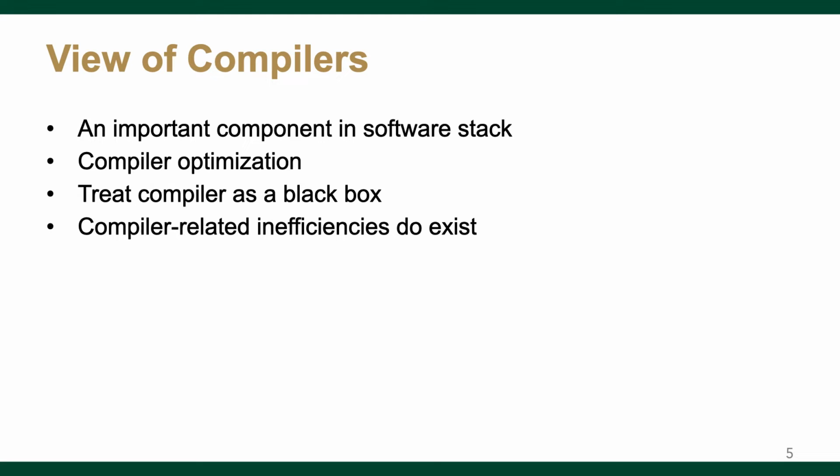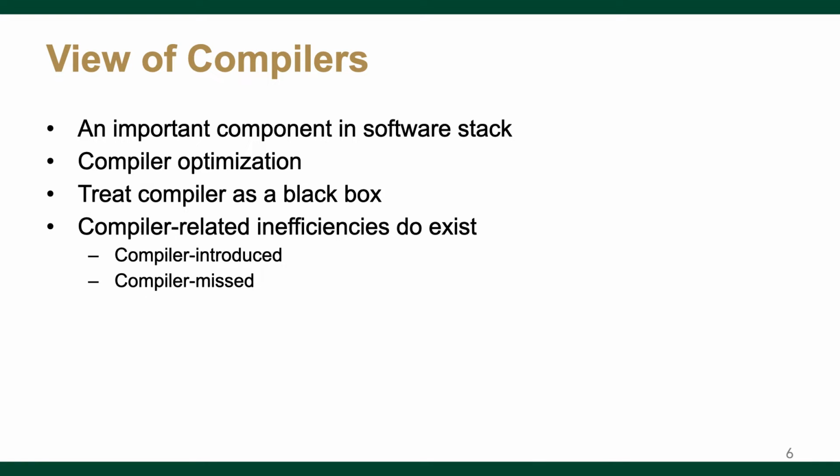And we claim that compiler-related inefficiencies do exist. Sometimes compiler optimization may cause more harm than good. There are two main categories of compiler-related inefficiency. First is the compiler-introduced inefficiency, which does not exist in the source code but appears in the compiler-optimized code. Another one is compiler-missed inefficiency, which indicates the optimization opportunity that compilers are supposed to take but fail to.